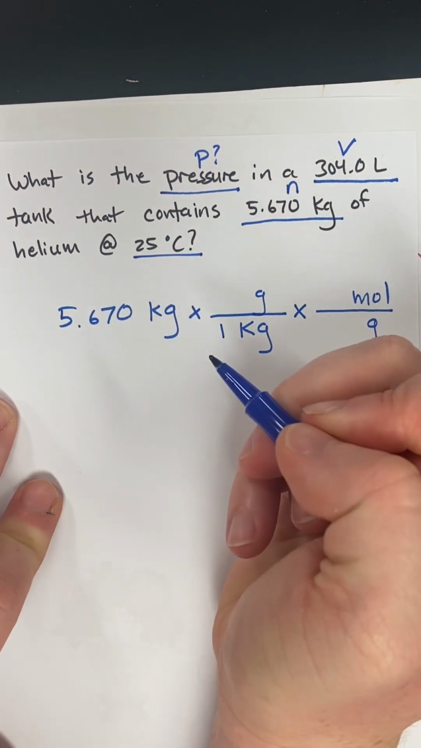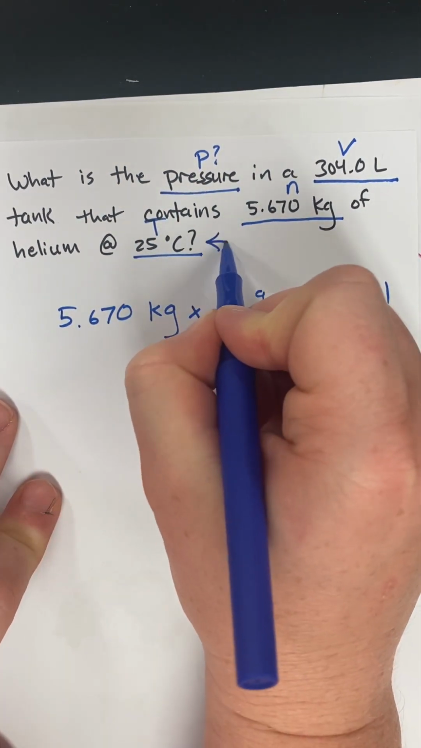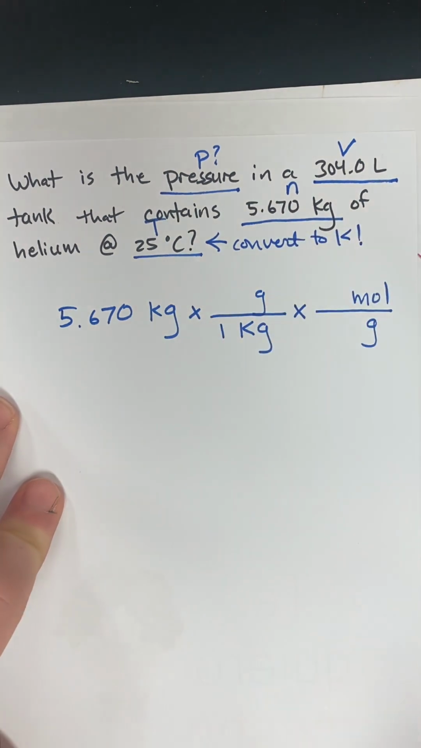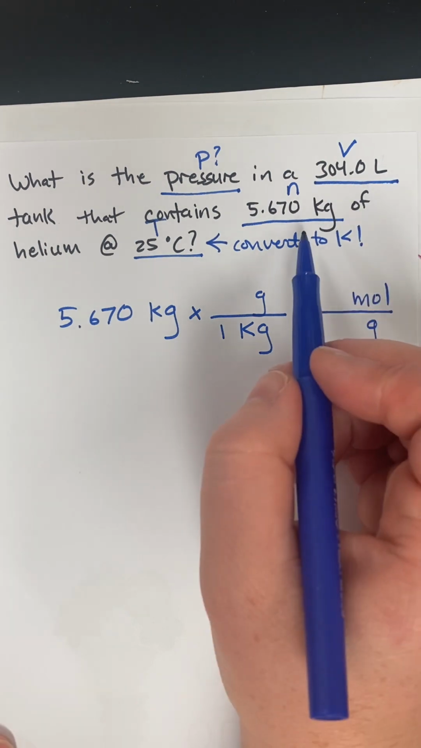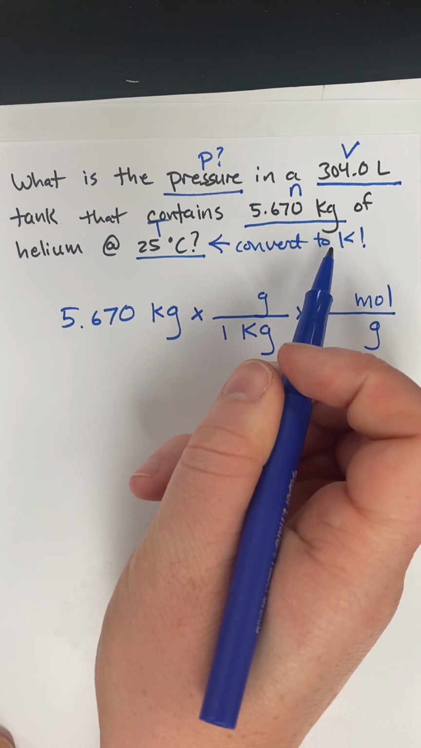And then of course, the last number, 25 degrees Celsius, that would be temperature. Don't forget to convert this to Kelvin. All right, convert to K. Liters is fine, we can leave that alone. And this needs to get converted just like this. This needs to get converted to Kelvin.